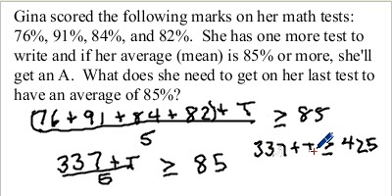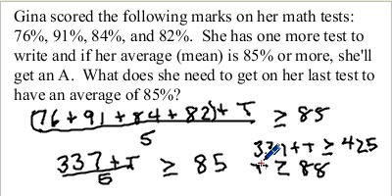Okay, now we have 337 plus t, so we can deal with this integer here by subtracting it from both sides. If we subtract it from both sides, that will leave us just with t on one side. And it has to be greater than 425, and we also have to subtract 337 from that side. So once we subtract 337 from the right-hand side, we get a value of 88. So her test score has to be greater than or equal to 88.